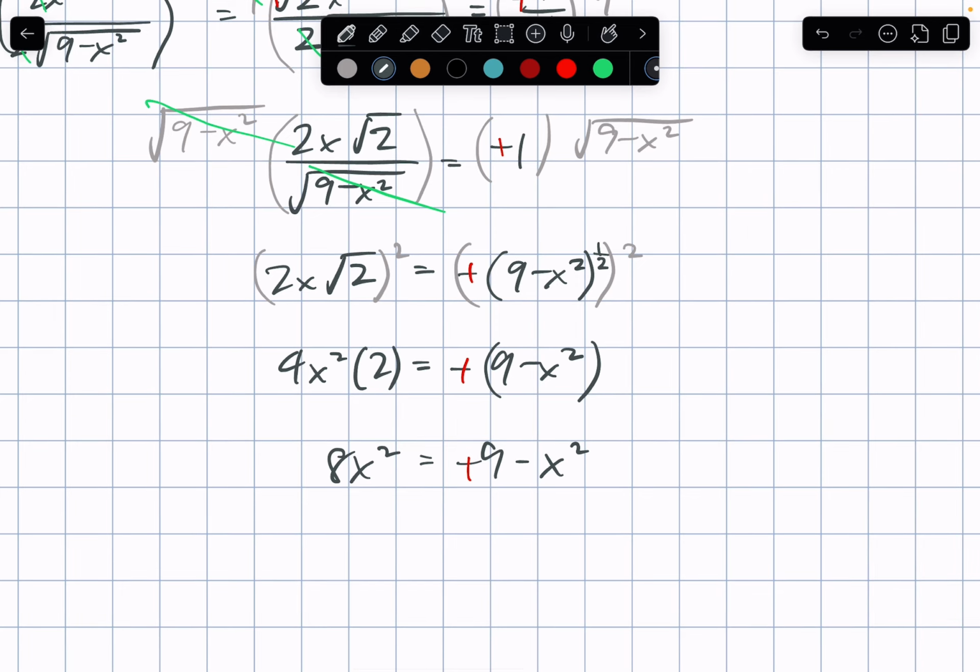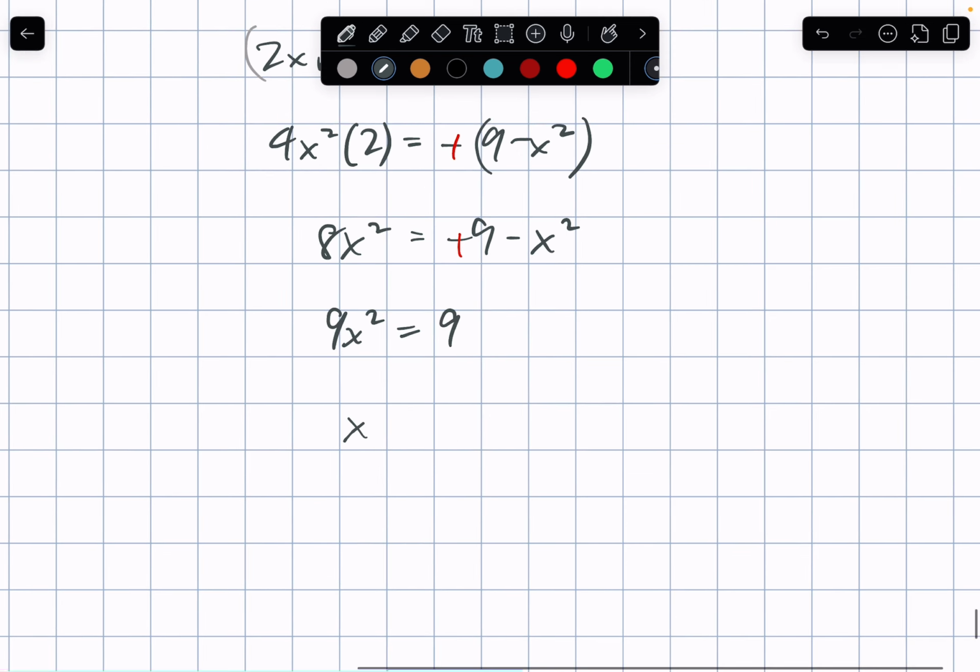If you transpose x squared to the left side, we'll have 9x squared plus 9x squared equal to 1. x squared is equal to 1, so x is equal to positive or negative 1. Okay?